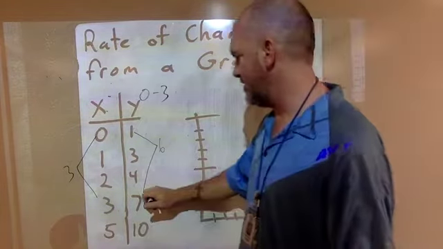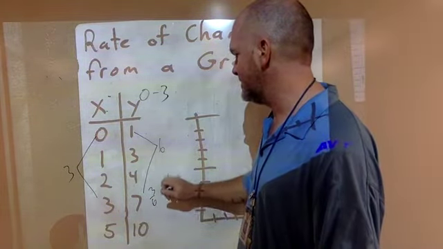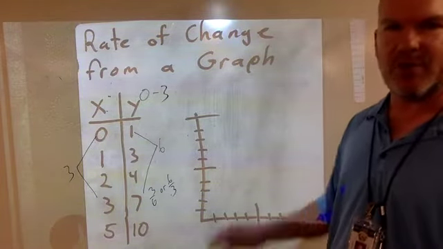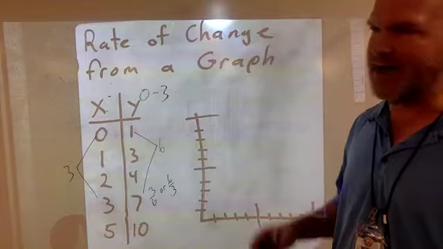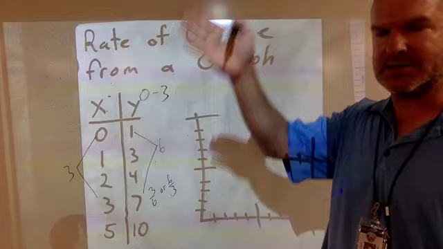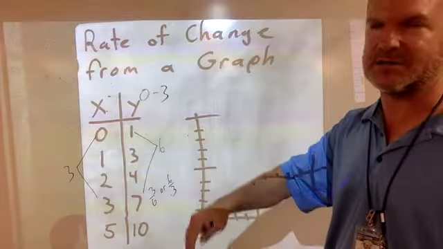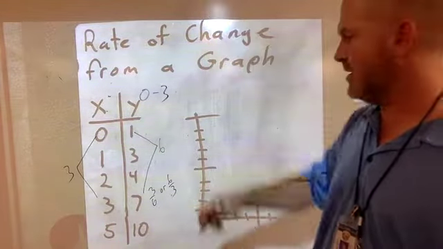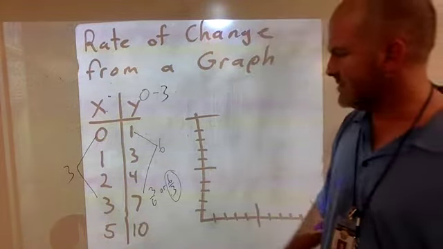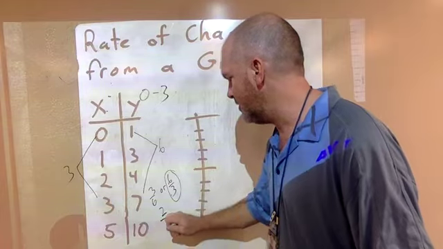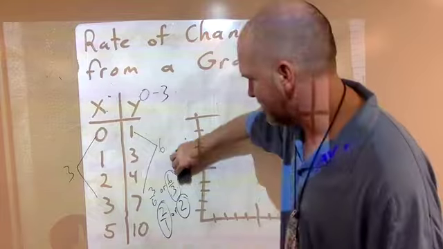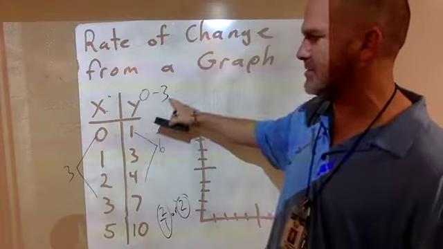So is your rate of change 3 over 6 or is it 6 over 3? That's what you have to decide. Well, you have to remember that rate of change is like rise over run. It's like slope. Rise is the y-axis, run is across the x-axis. So it's rise over run, that means rise on top, run on the bottom. So it's 6 over 3, which reduces to 2 over 1, or just a plain old 2. Those would be the two acceptable answers for the rate of change from 0 to 3.